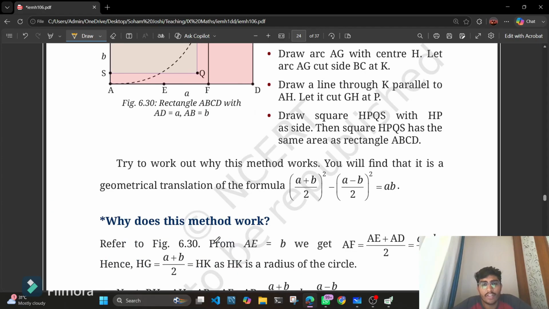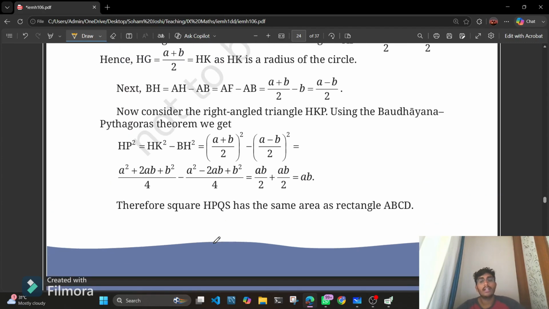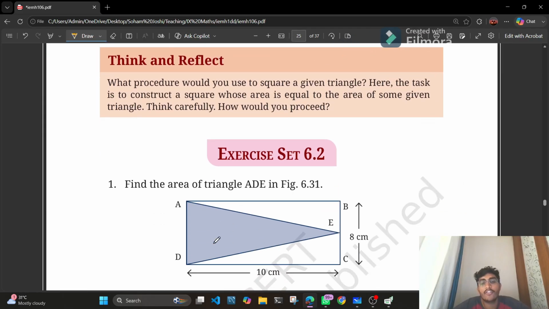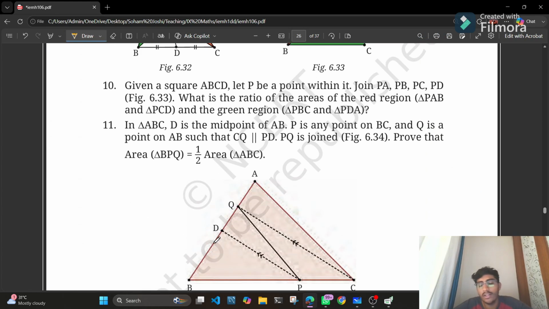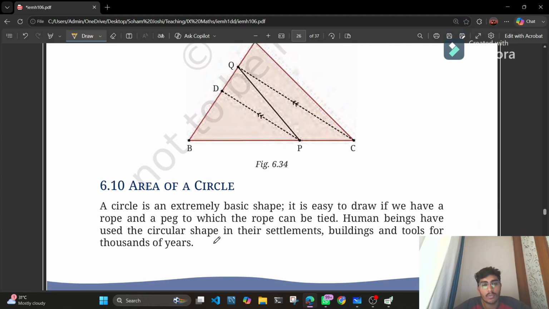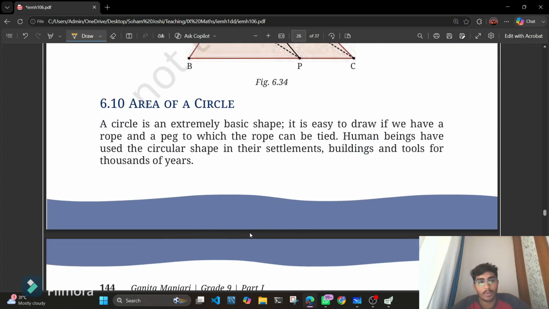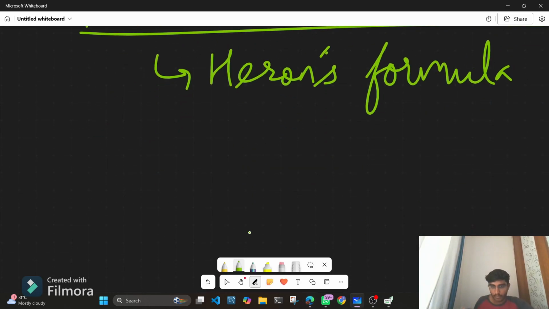Next up, we have squaring of rectangle. You can do this method from the textbook itself. I am leaving it for the self-study part. I hope you can do this, and it is quite simple. So just read it once from the textbook, and we'll get to the next point, that is area of circle.